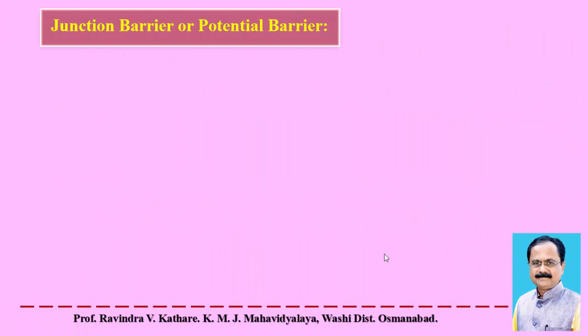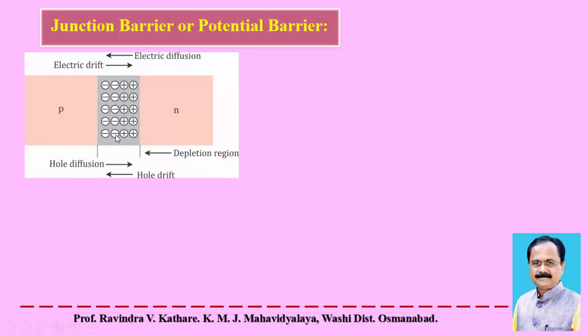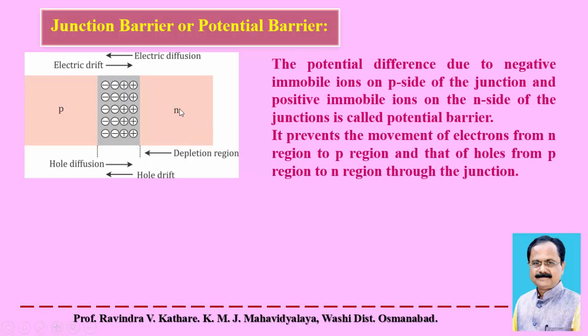Now we study how the potential barrier or junction barrier is formed. This is the p-type semiconductor. This is the n-type semiconductor. The potential difference due to the negative immobile ions on the p side of the junction and positive immobile ions on the n side of the junction is called the potential barrier. This potential barrier prevents the movement of electrons from the n region to the p region and that of holes from the p region to the n region through the junction.